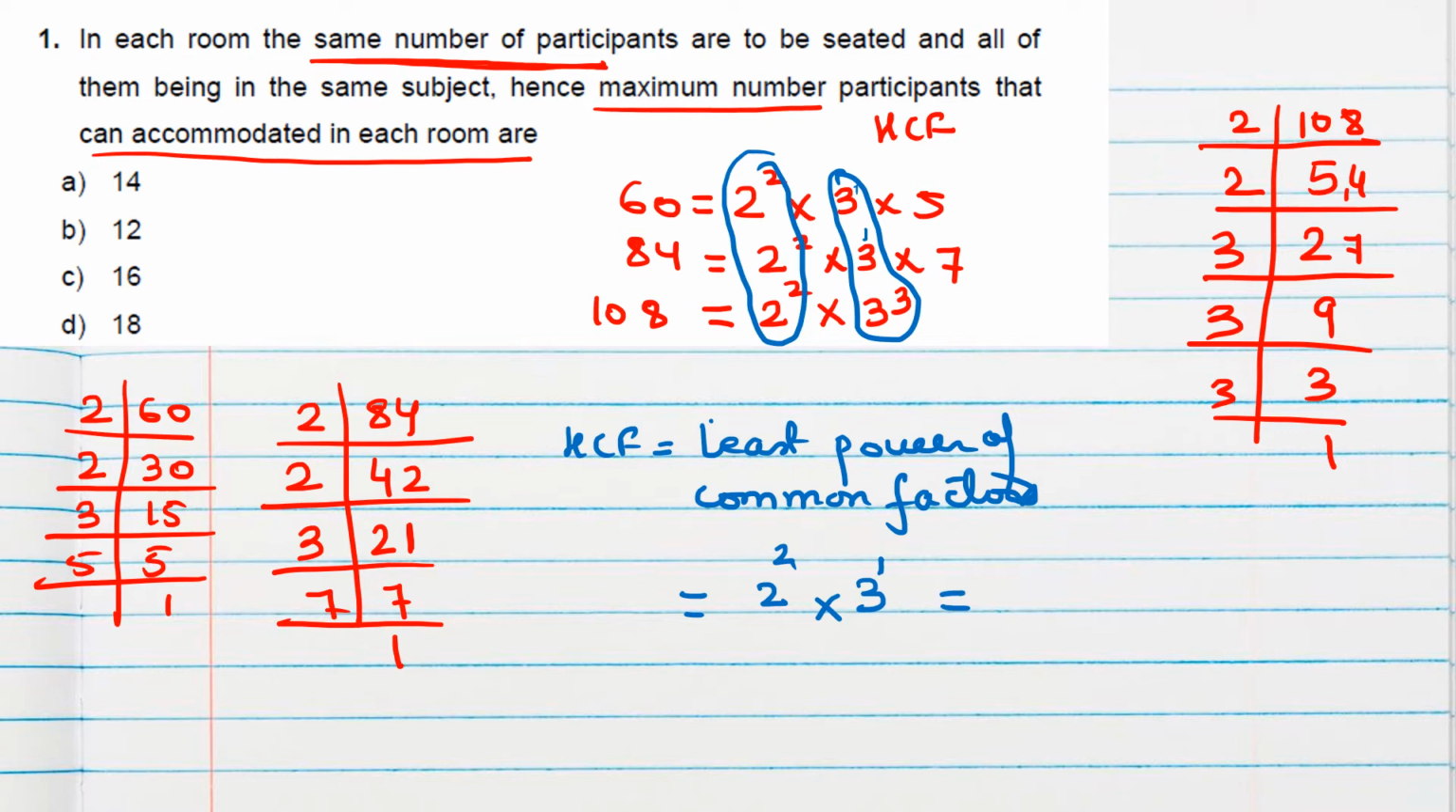That will give the answer as 4 into 3, which is 12. That means 12 participants can be seated in a room. Okay, 12 participants we can make them sit. So our B option will be correct. Now moving to the next question.